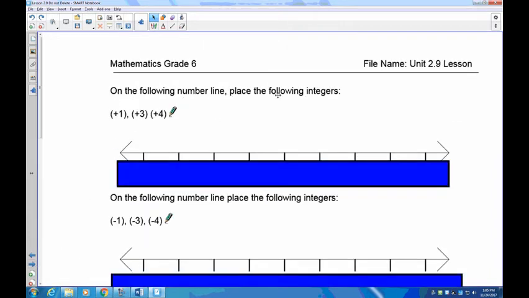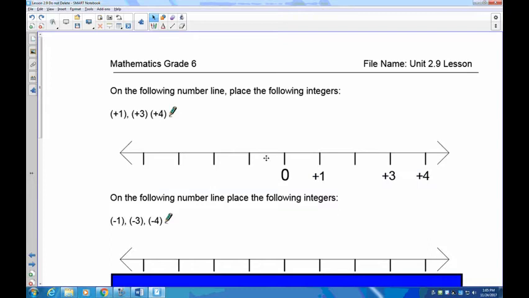Now, if I want to put numbers on the number line, again, I've got my 0 on this. I'd like you to take and put positive 1, positive 3, and positive 4 on your number line, please. So pause the recording and do that. Okay, so you should have placed them like this.